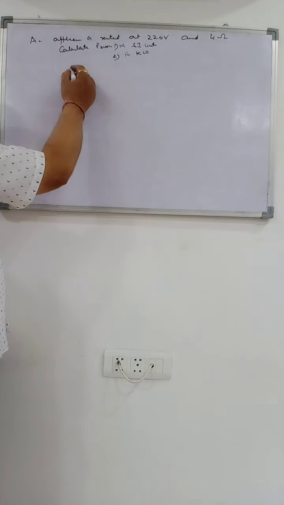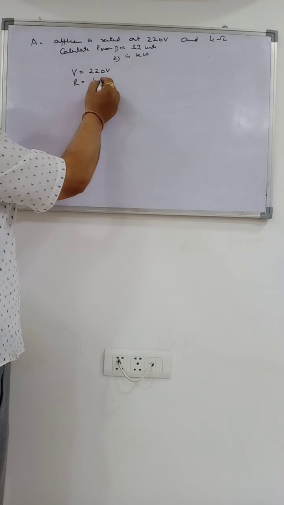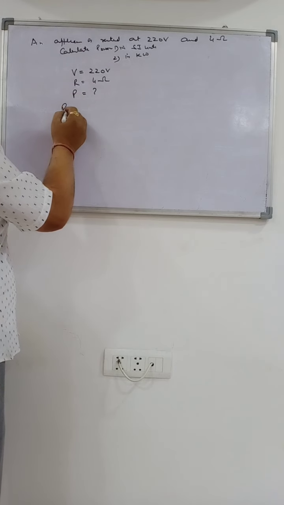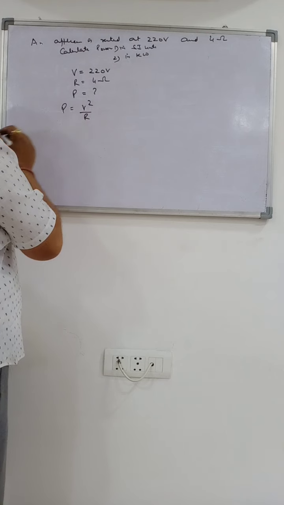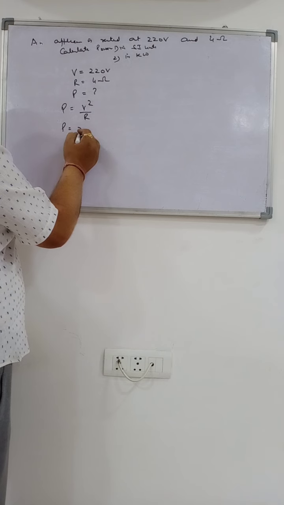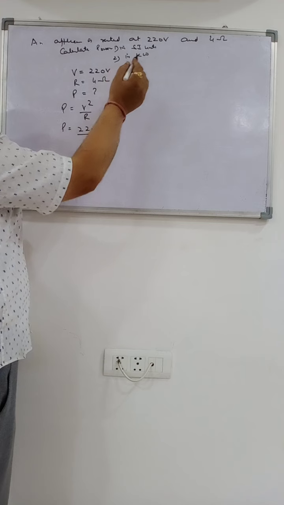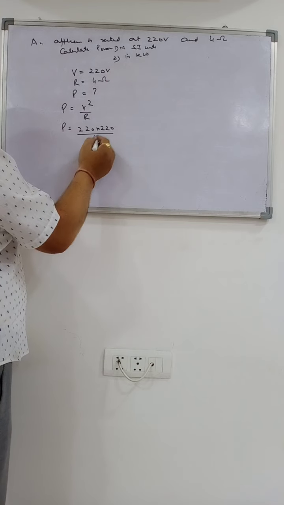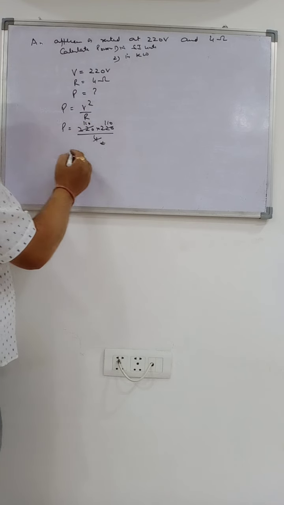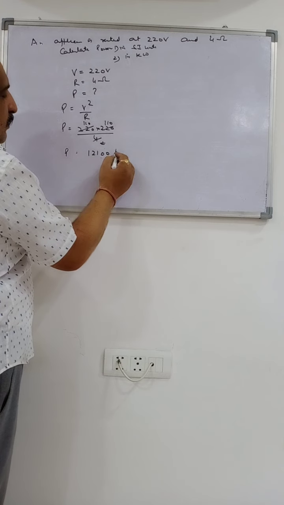So you are given what? V is given to you, 220 volts. R is given to you, 4 ohms. You have to calculate P. Which formula will you use? P is equal to V square by R. So P will be equal to V square, 220 into 220, upon R, that is 4. That gives 110, 110. 12100, power is in watts.